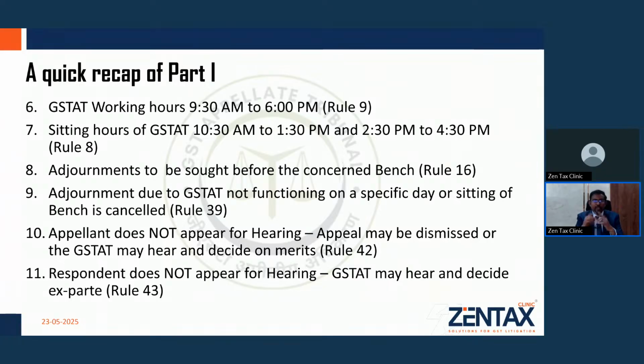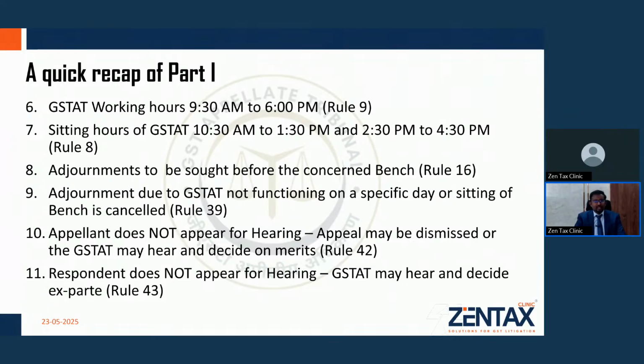Rule 42 says that if the appellant, the person who has filed the appeal before the GST Appellate Tribunal, is absent and does not appear on the date of the hearing, the Appellate Tribunal may dismiss the case prima facie, or it may hear the case on merits and decide. It is the discretionary power of the GST Appellate Tribunal. In this situation, if it is dismissed prima facie because of the non-appearance of the appellant, it can be reinstated when sufficient cause is presented before the Appellate Tribunal and the bench accepts such sufficient cause.